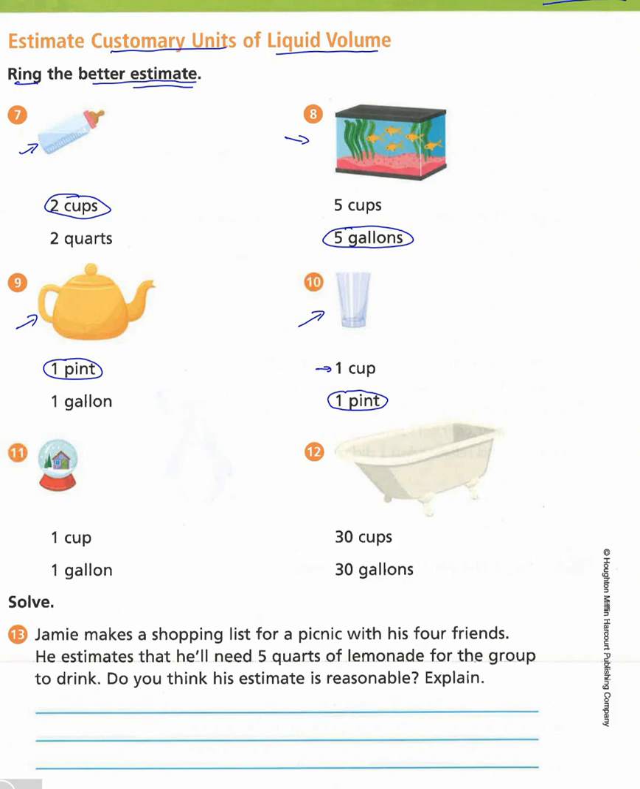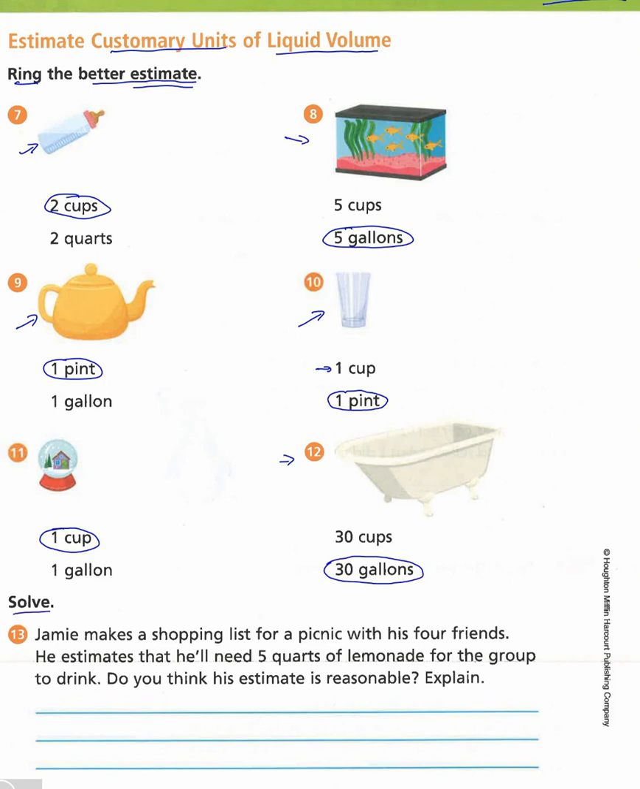A snow globe, number 11. Do you think it's got a cup or a gallon? Yeah, hopefully you chose a cup there. And then a bathtub, last one, number 12 here. 30 cups or 30 gallons? Yep. Hopefully you chose the 30 gallons. Good job. Okay, so let's look at the next one, number 13.